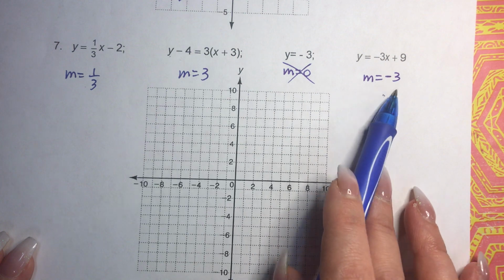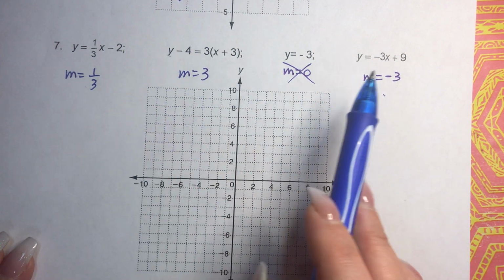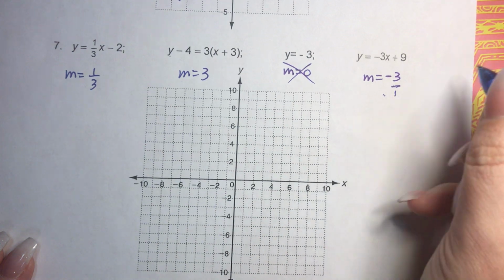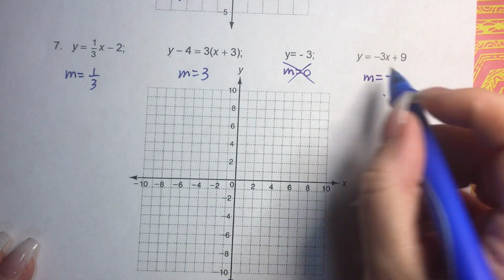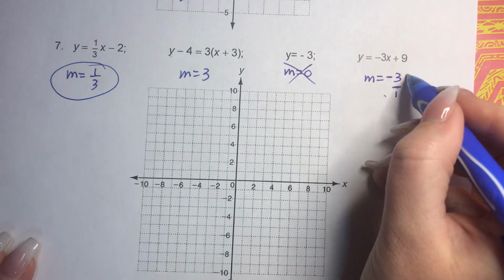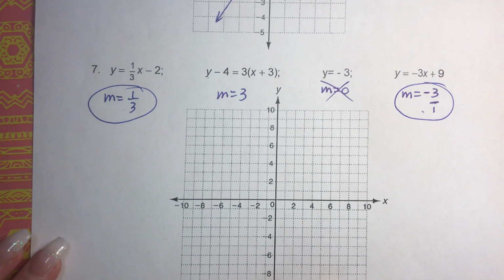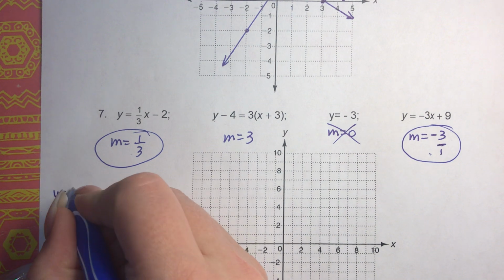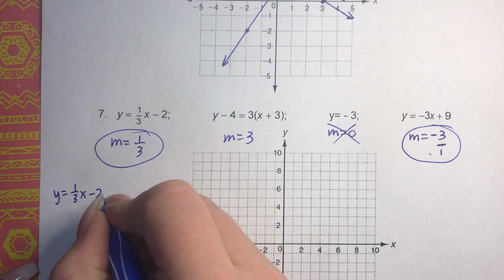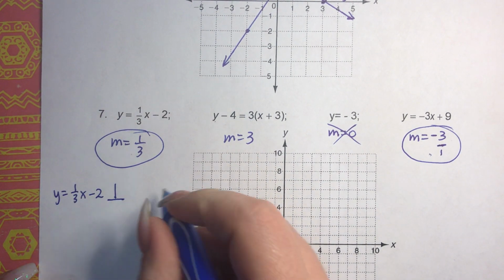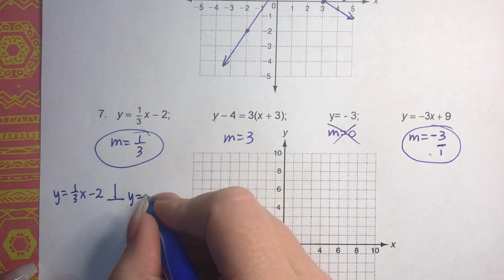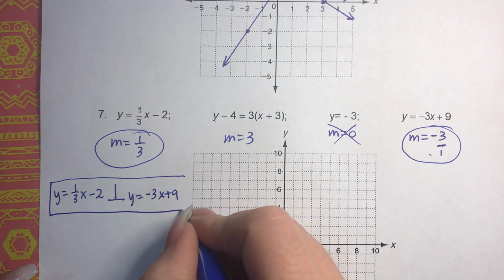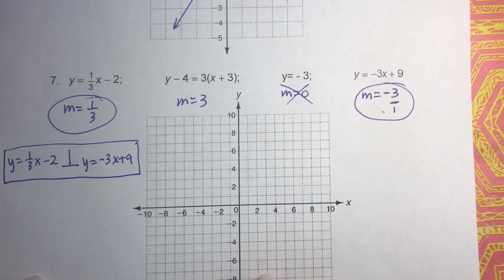So this is our only negative, which means it has to be the reciprocal of this. And this is 3 over 1, so we're looking for a positive 1/3, which is right here. So that means that these two lines are perpendicular to each other. So I'm going to say y equals 1/3 x minus 2 is perpendicular to y equals negative 3x plus 9. There's my answer, and then I just need to go ahead and graph and label.